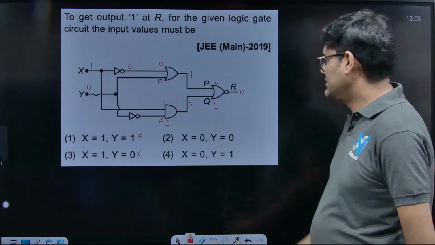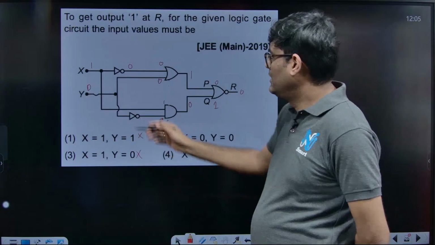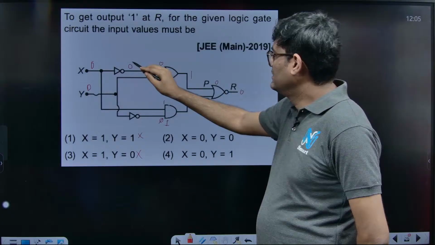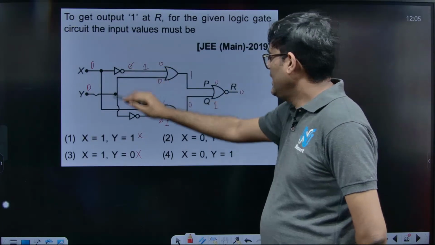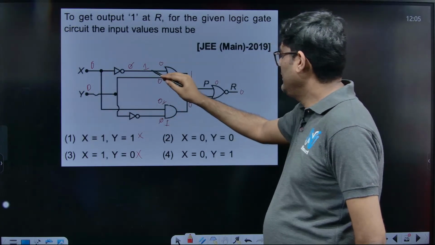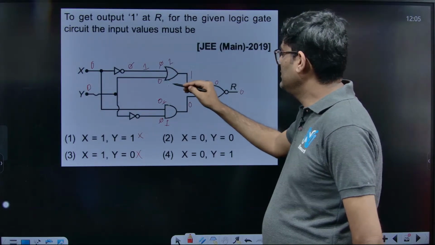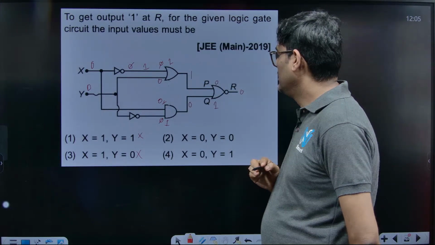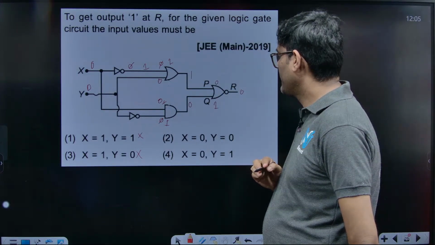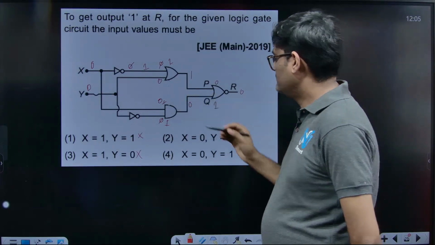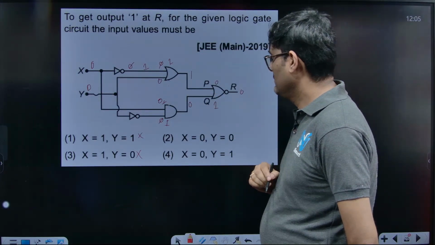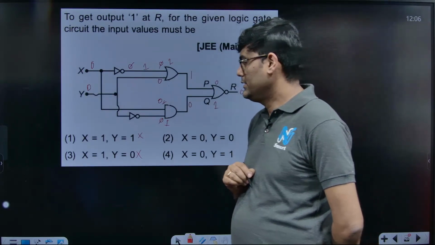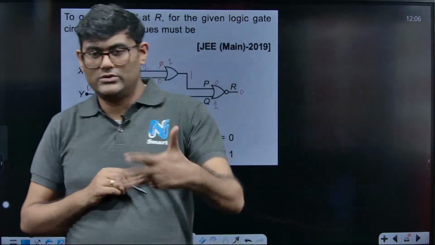Let us check with x0, y0. If x is 0, then this is 1, right? And this is 0, right? So that means it is 1 and 1 or 0. 1 or 0 is always 1, right? I think I have made some mistake. Cut here. I will go through this question again.